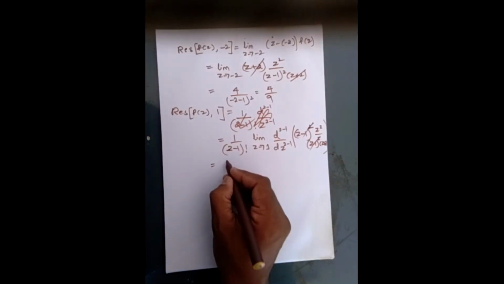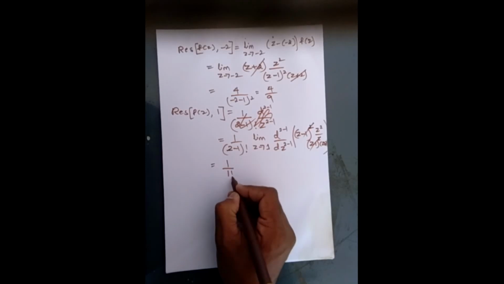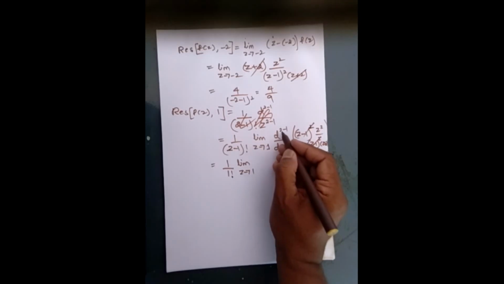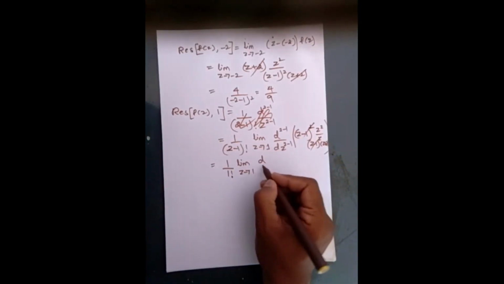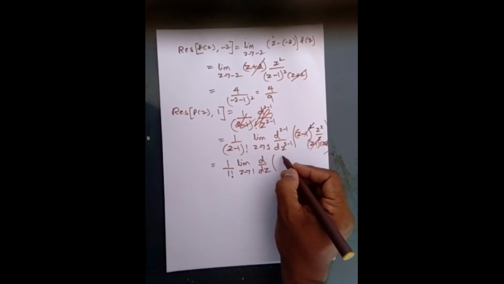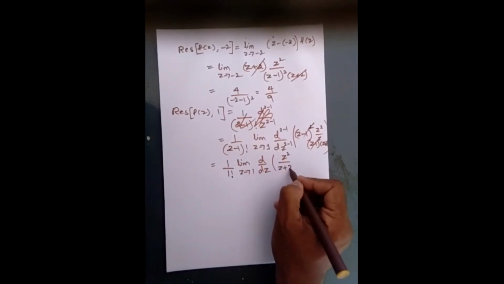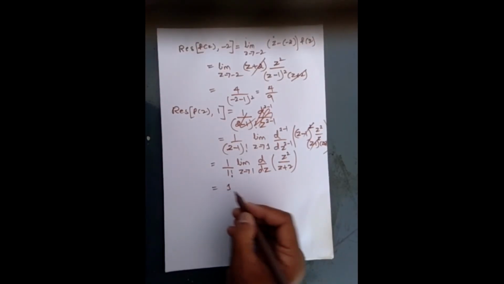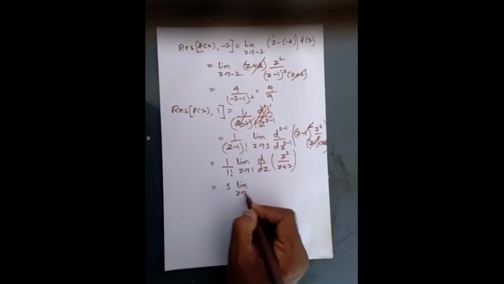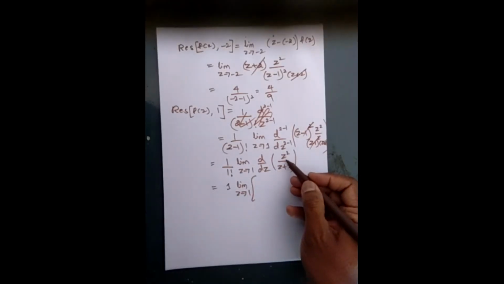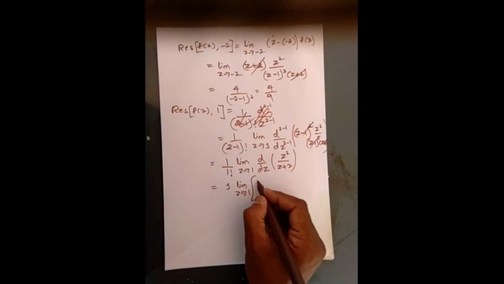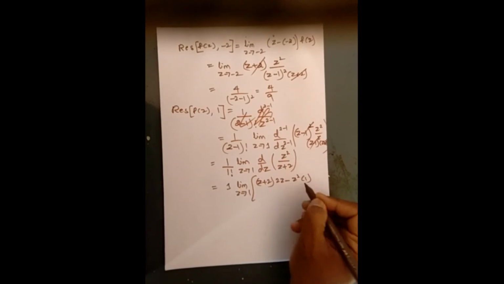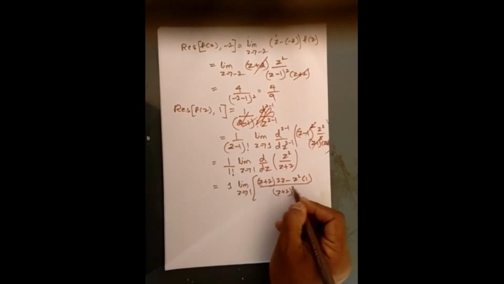Now this is 1 divided by (2 minus 1) factorial, that is 1 factorial, which is 1, into the limit as z tends to 1 of d by dz of z square divided by z plus 2. Now we differentiate this using the quotient rule. So this is (z plus 2) into 2z minus z square into 1, divided by (z plus 2) whole square.